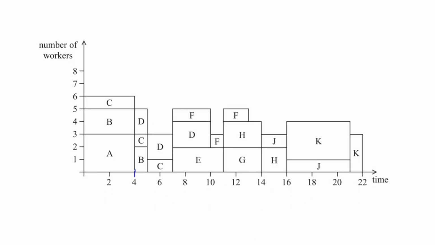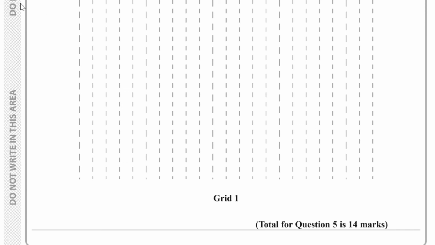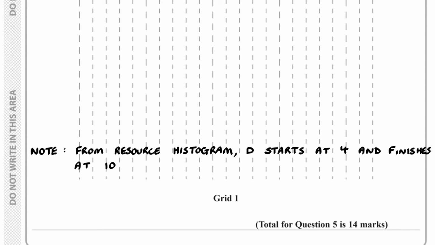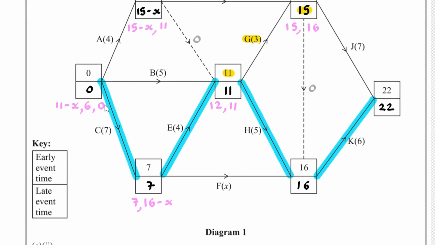D starts at 4. Okay, that's where D starts. And D finishes over here at 10. Which means that the duration of D is 6. So, from the resource histogram, we saw that D starts at 4 and finishes at 10, which means it's got a duration of 6, which means X is equal to 6. Now, going back to what we found earlier, we found the critical activities to be C, E, H, and K, and that takes us up to 22.